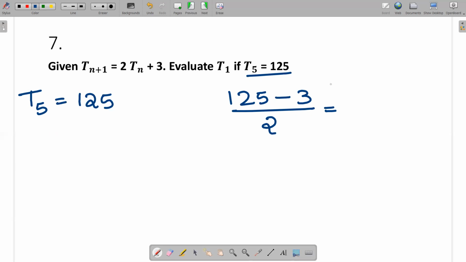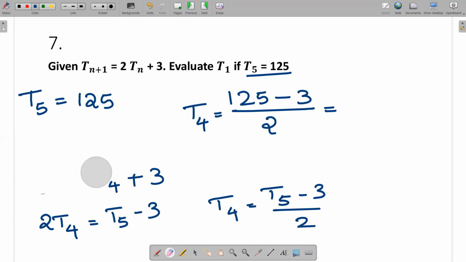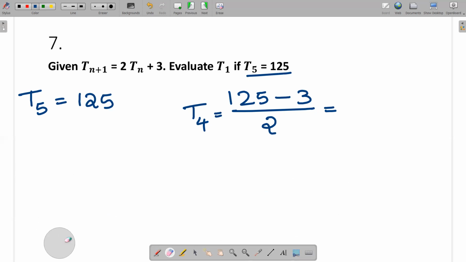I'll show you how it actually comes. So T4 will be basically (T5 minus 3) divided by 2, because you know that T5 is nothing but 2 times T4 plus 3. So from this, if I'm coming back, 2T4 corresponds to T5 minus 3. So T4 corresponds to (T5 minus 3) divided by 2. That's all I did here. So you can use this logic for finding the terms.